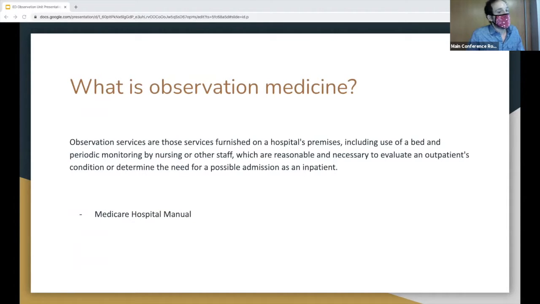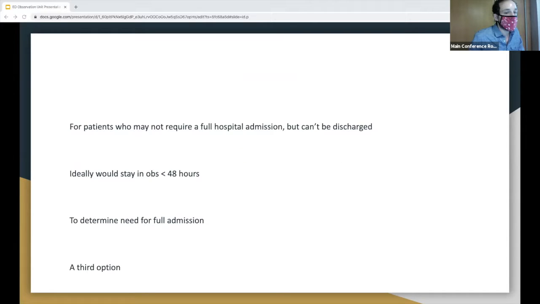So first of all, what is an observation unit? This is defined by Medicare as essentially services that include a bed, periodic monitoring, and it's reasonable and necessary to evaluate a patient's condition to determine whether they need admission, whether they can be safely discharged home. So just kind of breaking this down, it's essentially for patients who may not require a full hospital admission, but can't yet be discharged. You want patients to stay for under 48 hours, and we'll talk about why.